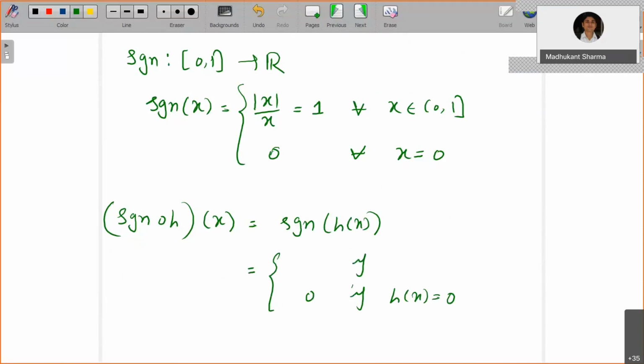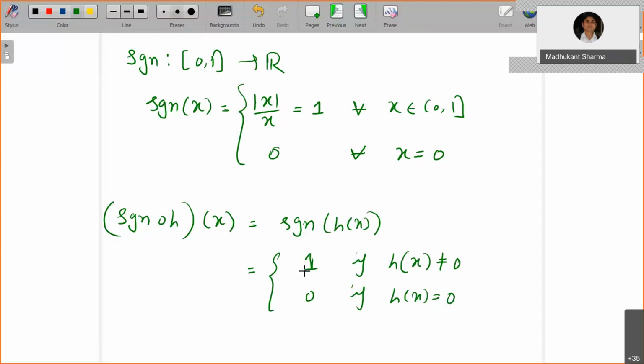Okay, if h of x is not 0, there are two possibilities: either h of x is 0 or h of x is not 0. If h of x is 0, it's 0. If h of x is not 0, it is going to be 1, because for the values of x where it is non-zero, it is of the form m by n, and h of m by n is 1 by n, which is positive, right? So 1 by n belongs to (0, 1].